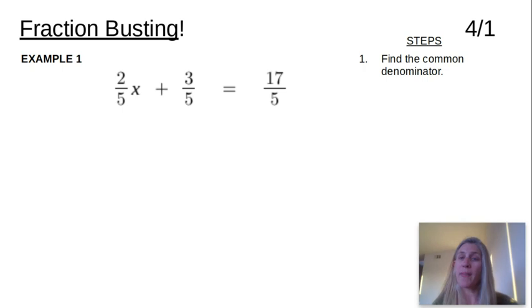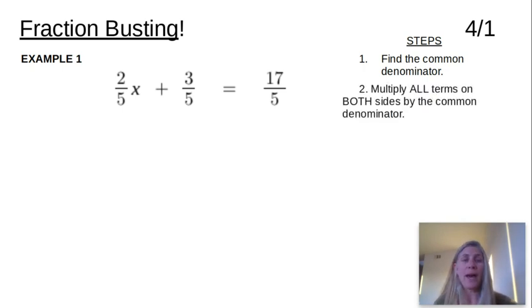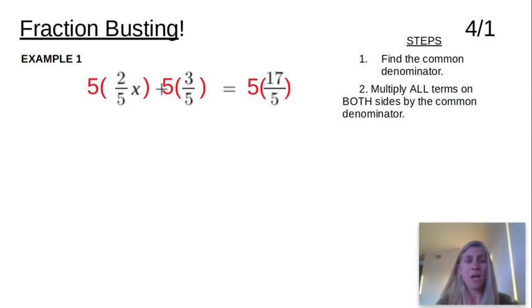After you've come up with that common denominator, you're going to go ahead and multiply all 3 terms on both sides by the common denominator. So we're going to put a 5 on the outside and a set of parentheses around each side. So we're going to do that to all of the terms. Now we're going to go ahead and simplify.